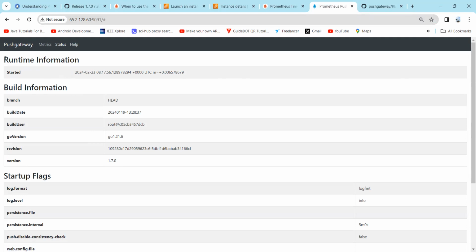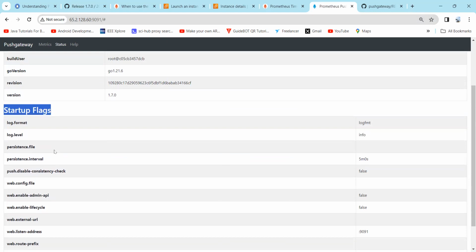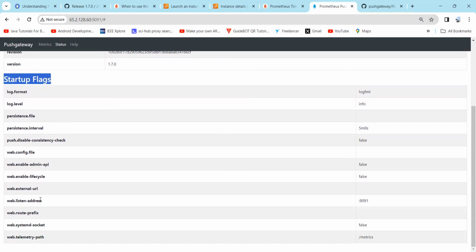So here in status, you can see the runtime information, the build information, and the startup flags. So these are the default options given by the push gateway, which will work well in most of the cases. So let's understand the startup flags one by one. So first is the web listen address. So here you can find that it is enabled on port 9091, which is the IP optional and port pair on which it listens to requests.